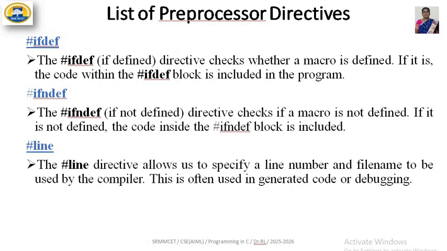Next, #ifdef, #ifndef and #line. The preprocessor directive #ifdef checks whether a macro is defined. If it is, the code within the #ifdef block is included in the program. #ifndef means if not defined. The #ifndef directive checks if a macro is not defined; if it is not defined, the code inside the #ifndef block is included. Similarly, the #line directive allows us to specify a line number and file name to be used by the compiler. This is often used to generate code or for debugging.